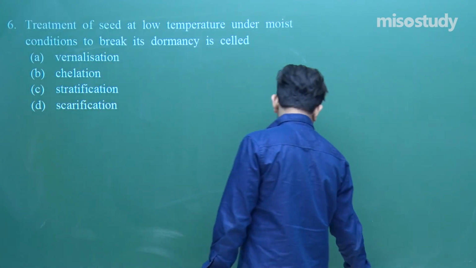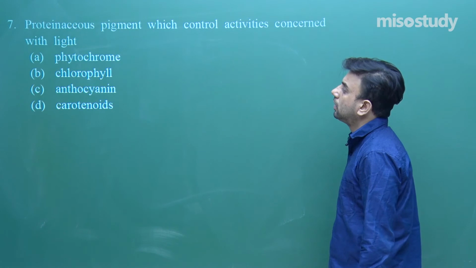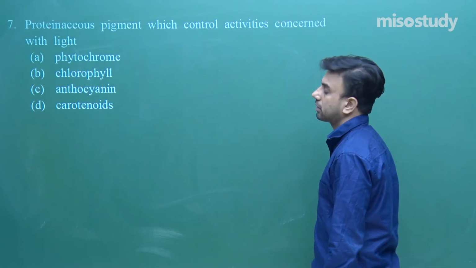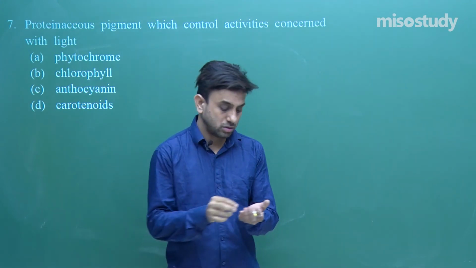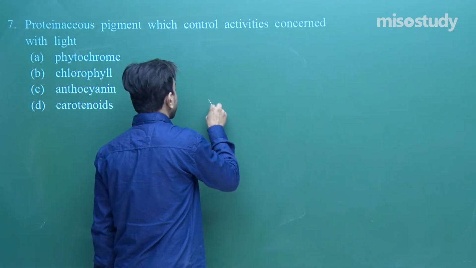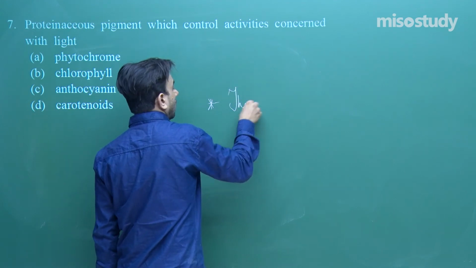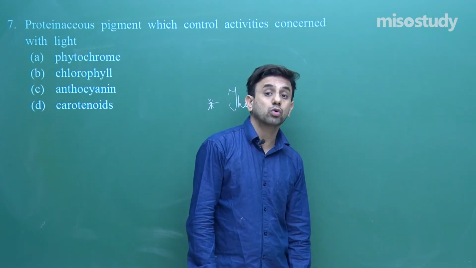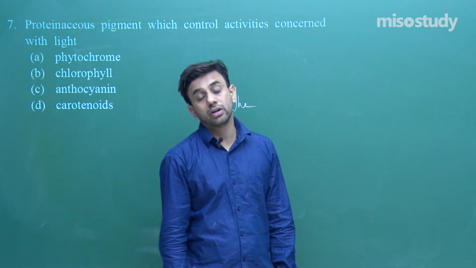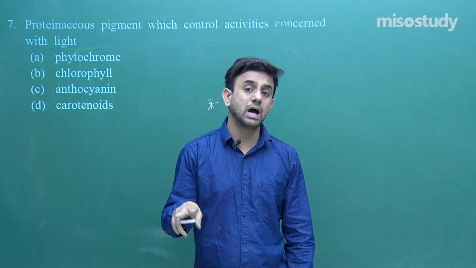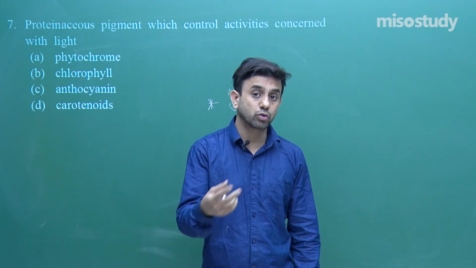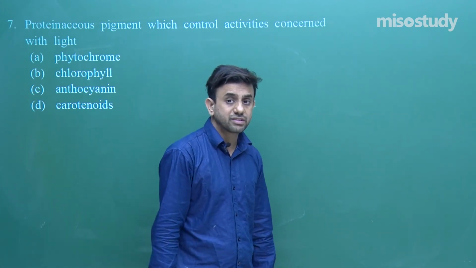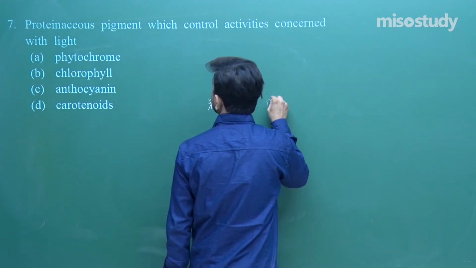We'll talk about the next question now. Proteinaceous pigment which controls the activities concerned with light. The pigment which controls those activities concerned with light is the phytochrome pigment, and phytochrome pigments we already know are in two interconvertible forms, PR and PFR, that is phytochrome red and phytochrome far red, which operate at different wavelengths.